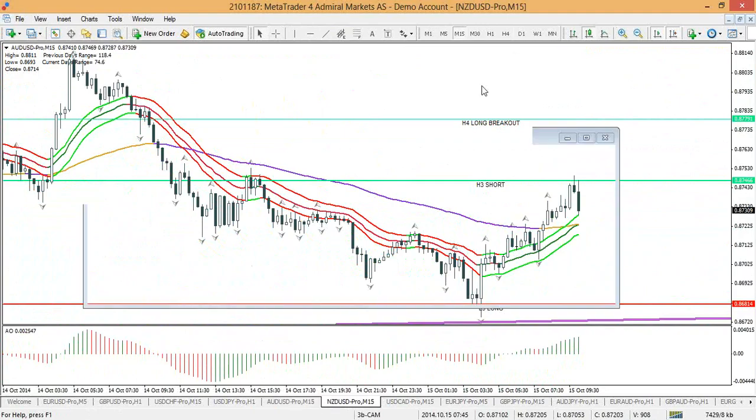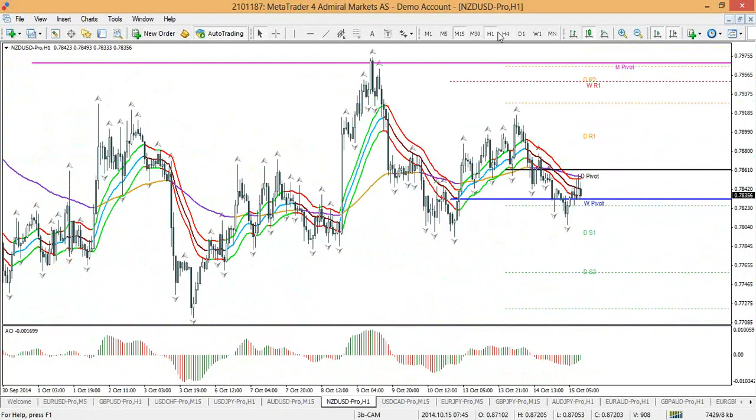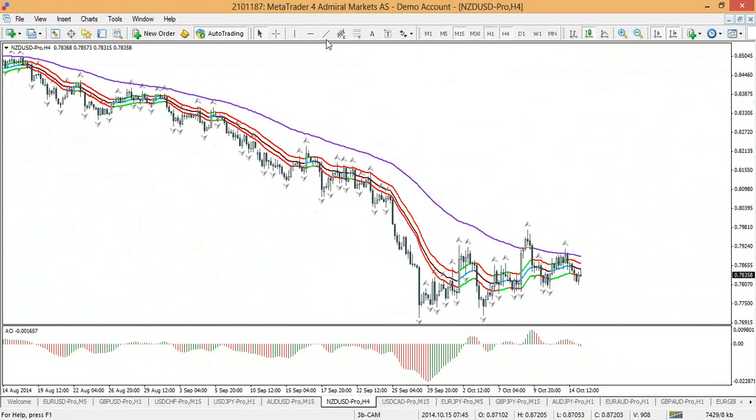Kiwi, I would skip. Kiwi is very, very choppy, and from a discretionary point of view I'm not really a big fan of this particular pair right now.